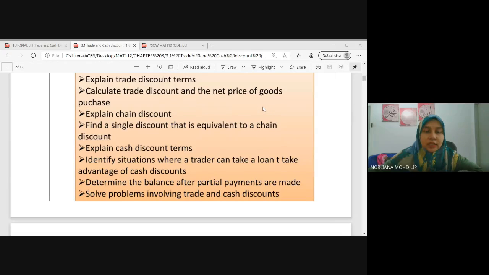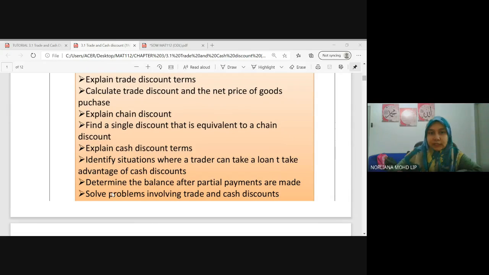The next, explain the cash discount. Okay, this is another discount, another type of discount. First we look at the trade discount, then second, the cash discount. And then identify the situation where a trader can take a loan to take the advantage of cash discounts.